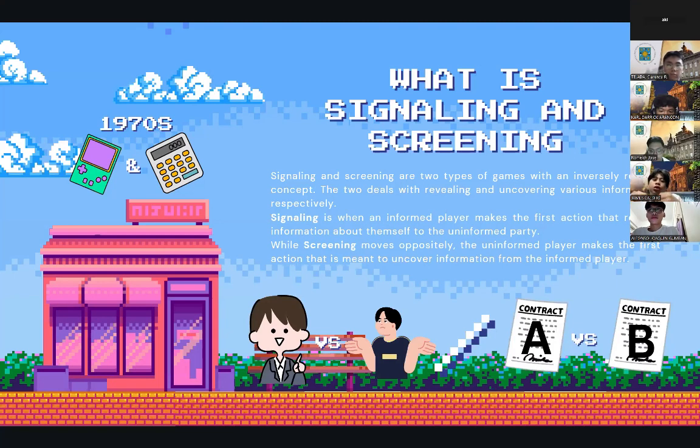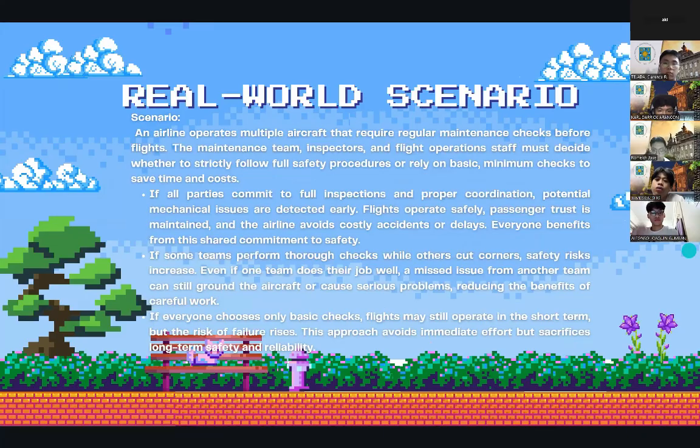So, for our scenarios, a real-world example of signaling and screening can be seen in airplane safety and airline operation, especially in how airlines, pilots, and passengers make decisions. In aviation, passengers can't really directly see how safe an airplane is or how skilled the pilots and maintenance crew are. This creates a gap in information.